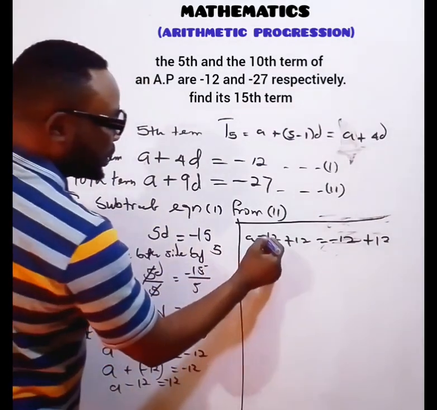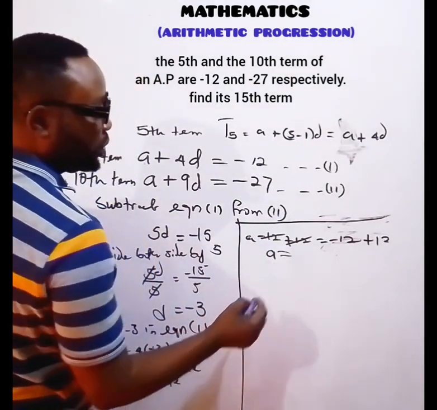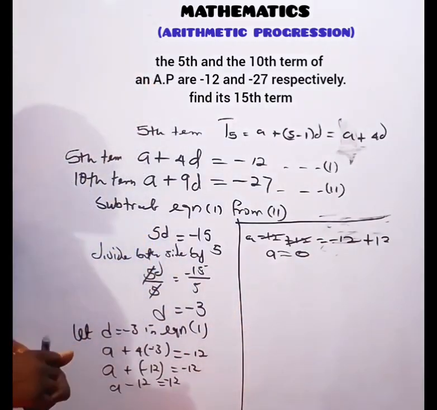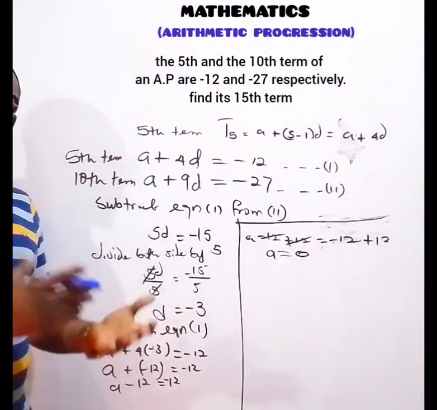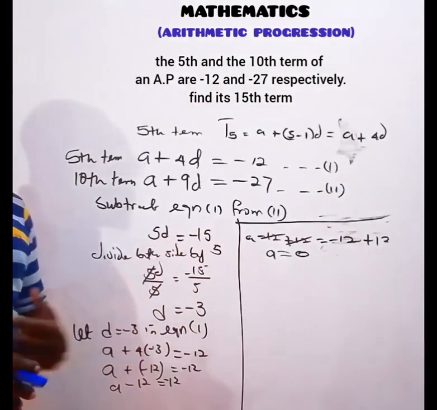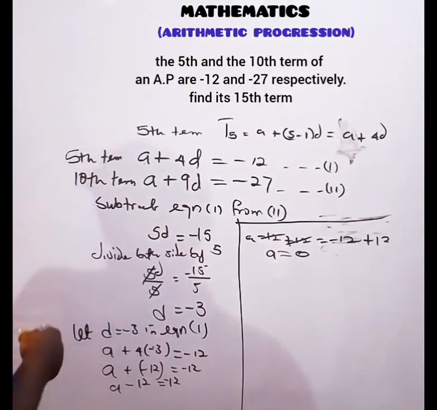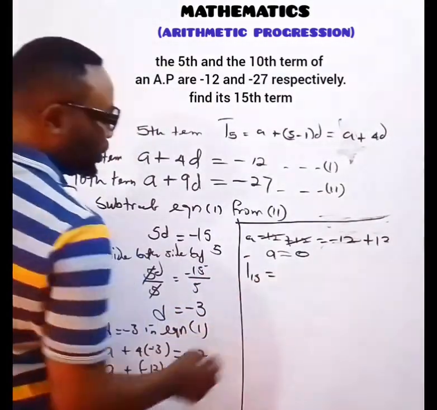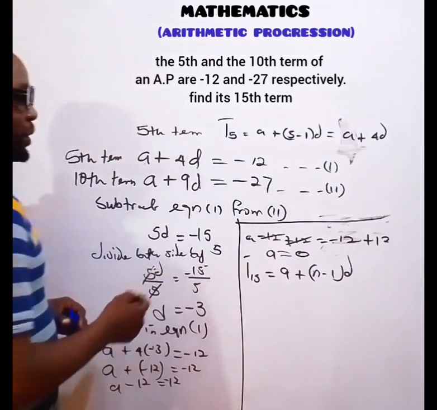So we are having a now only on this side, as minus 12 plus 12 has cancelled one another out, is equal to minus 12 plus 12, that will be equal to 0. So the value of the first term is equal to 0. Then the second term will be equal to a plus d, that will be equal to 0 plus minus 3, which is minus 3. So we are not asked to find that, but we are asked to find the 15th term, which is equal to a plus n minus 1 into bracket of d. That is the formula for the nth term.